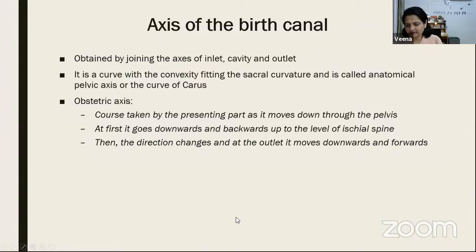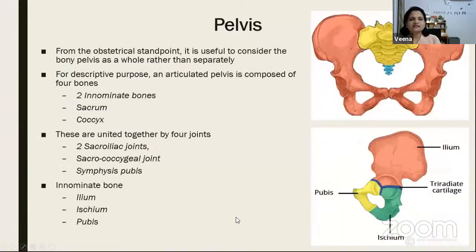Okay. So now, basically, the maternal pelvis. We have gone one slide ahead, yeah. Okay, this is the one. From the obstetric point of view, it's useful to consider the bony pelvis as a whole rather than separately, even though it is made up of four bones: two innominate bones, one sacrum and one coccyx. But we consider it as a single unit.